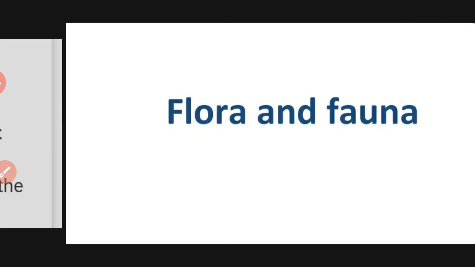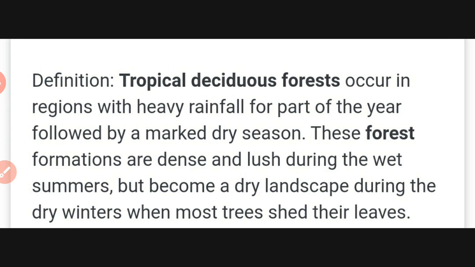Now let us move on to the flora and fauna, the vegetation and the wildlife found in the Ganga-Brahmaputra basin. The forests in the Ganga-Brahmaputra basin are mostly tropical deciduous forests. These forests occur in regions with heavy rainfall for part of the year, followed by a marked dry season. These forest formations are dense and lush during the wet summers, but become a dry landscape during the dry winters when most trees shed their leaves.